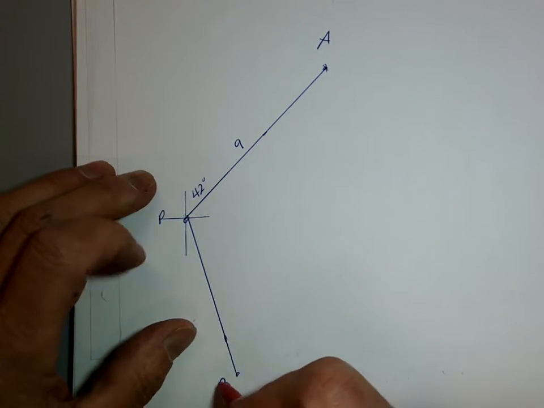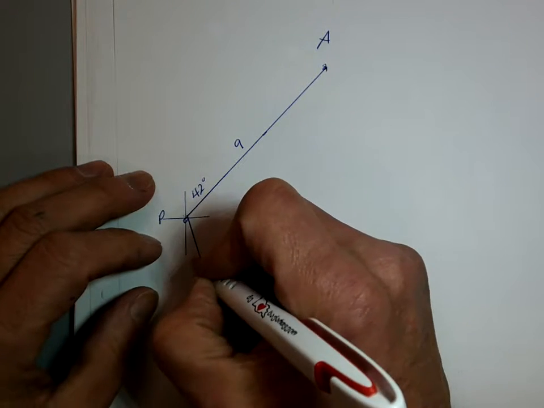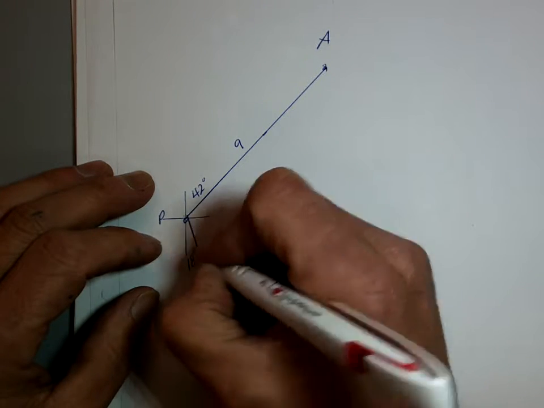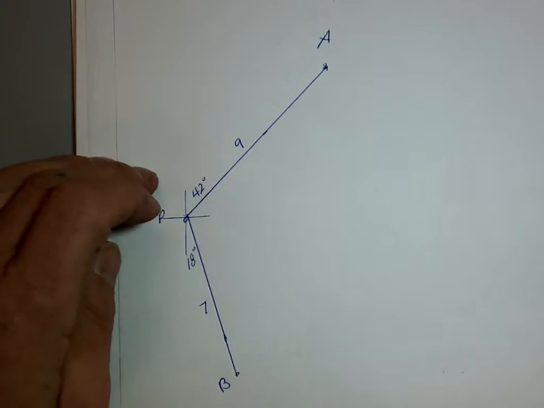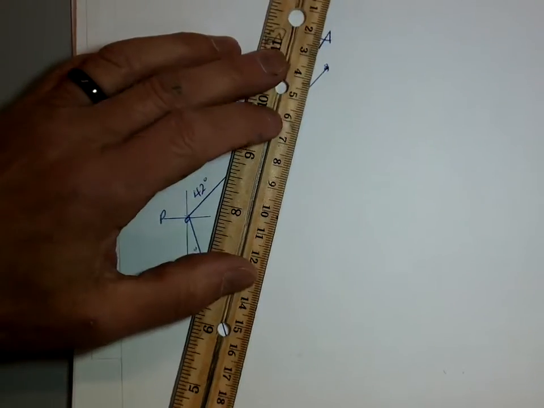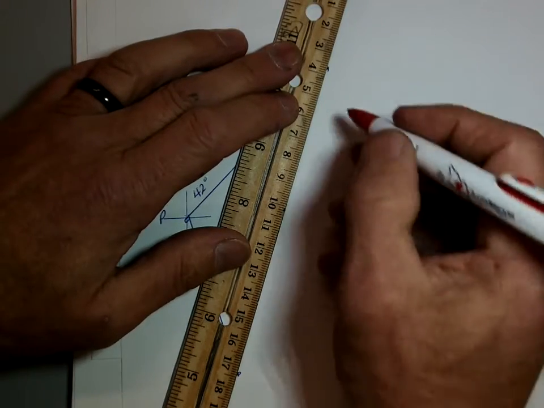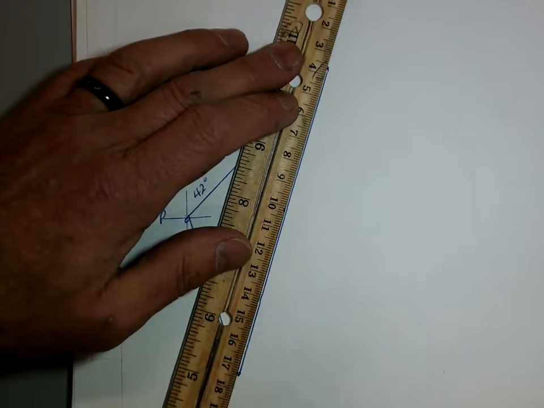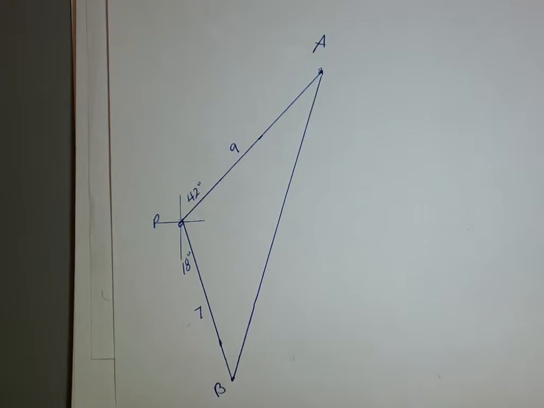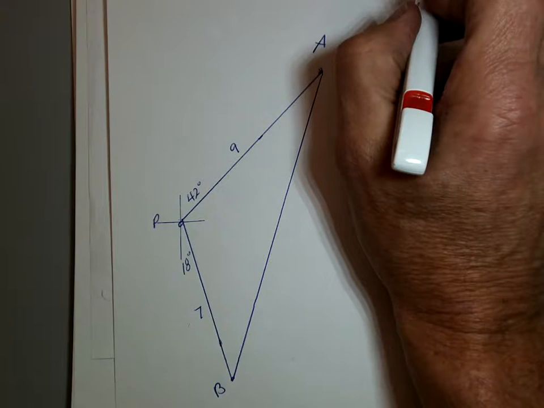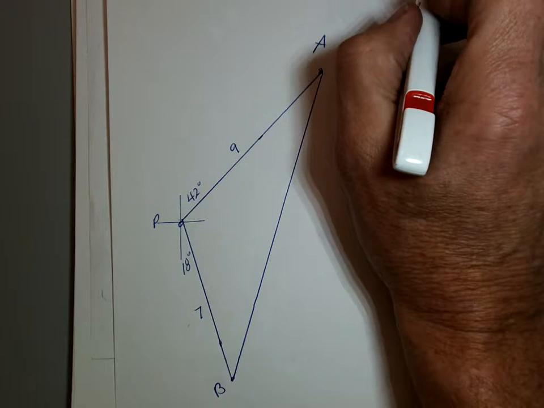There's ship B, and I know this is 18 degrees here, and this is 7. Okay, so how far away are the ships? Let's see. Okay, they're about that far. However, they're going to travel, aren't they? In fact, they're going to travel. How far are the ships apart?